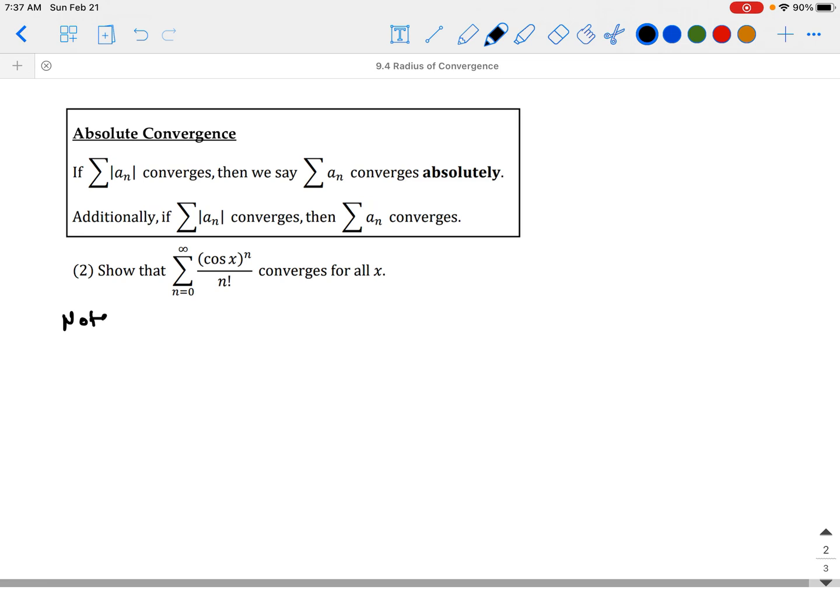So what we'll note is that cosine x is between -1 and 1, obviously. So the numerator is really going to be some number between -1 and 1 for all n and for all x, which is really nice. So note this is for all x. So let's go ahead and consider the absolute value then of our series.